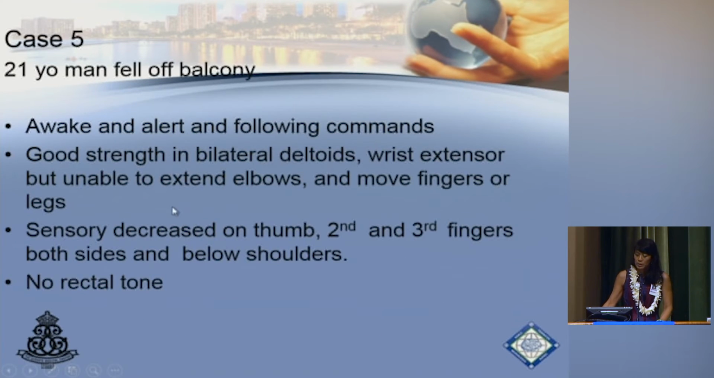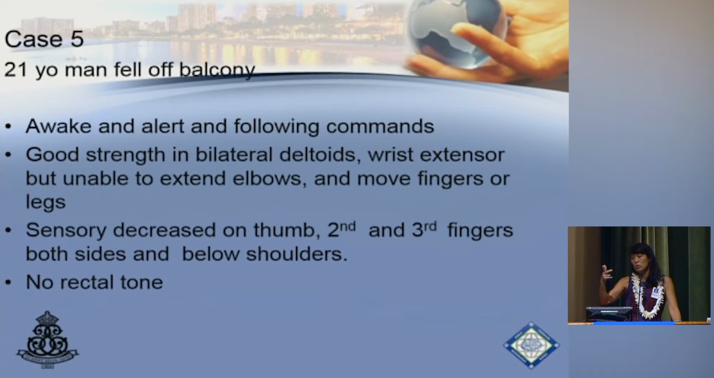Okay, so the 21-year-old man fell off a balcony. He's awake, alert, following commands. He's got good strength in his bilateral deltoids. That's actually, that should be also biceps. So deltoids and biceps, so those are C5. The wrist extensor's working also, so C5, C6 bilaterally, but he's unable to extend his elbows. So that's C7, and he can't move his fingers or legs.